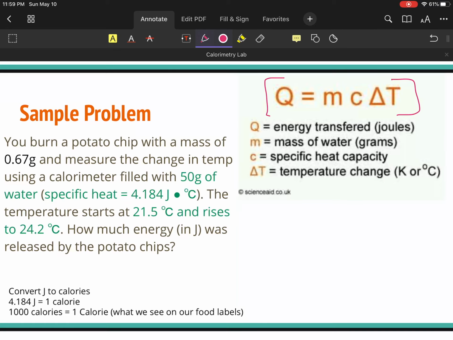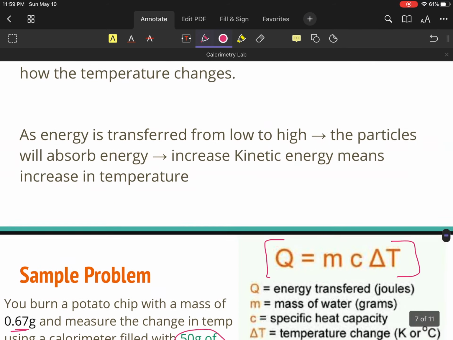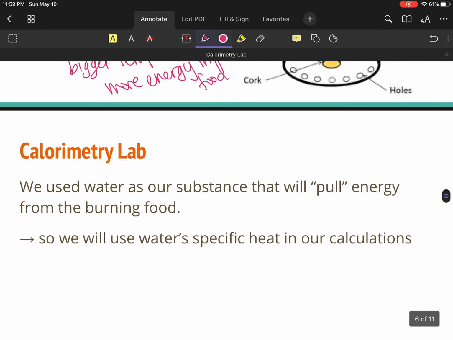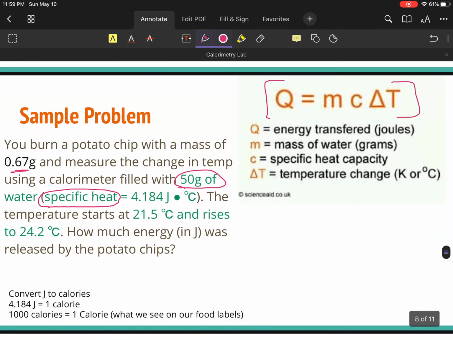Okay, so for example, in our lab, let's say we burn a potato chip. We start off and our potato chip has a mass of 0.67 grams, and we're using 50 grams of water. And then we have this term called specific heat. Remember we've talked about specific heat. This is basically just the ability of the water to transfer energy.